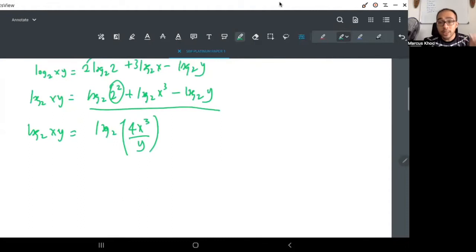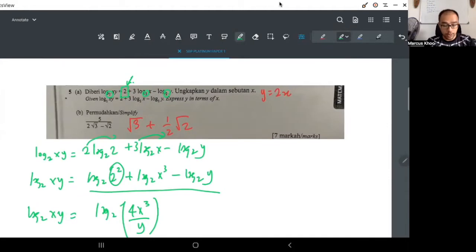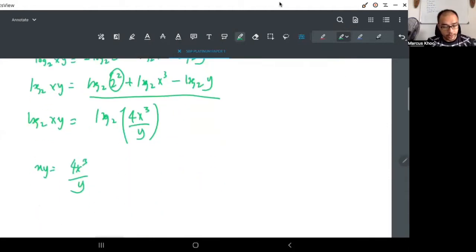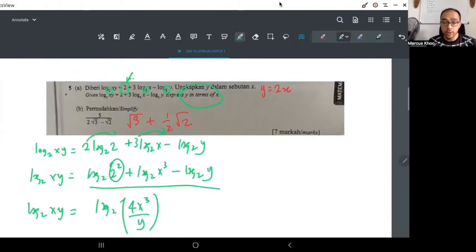Okay. Now once you have it in 1, 1 like that, then you can do xy equals to 4x cubed over y. And then you can express y in terms of x. Okay, so y equals to 4x cubed, sorry, y squared equals to 4x cubed over x. Okay, and when you finish that, you will get y equals to 2x.